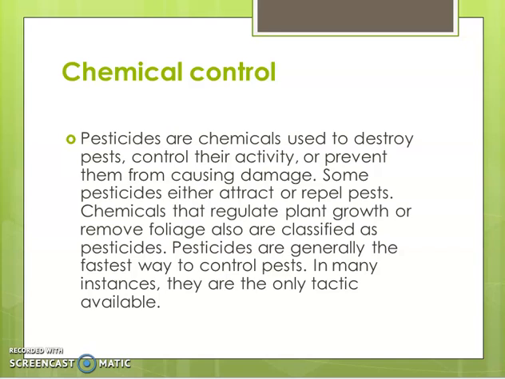Chemical control, and this is normally what most persons rush to first. If you are looking at an integrated pest management system, then you have to include your chemical control. So pesticides are the chemicals used to destroy pests, control their activity, or prevent them from causing damage. Some pesticides either attack or repel pests. Chemicals that regulate plant growth and remove foliage also are classified as pesticides. So pesticides are generally the fastest way to control, and that is why many people gravitate towards it. In many instances, they are the only tactics available. So those are some of the control measures.